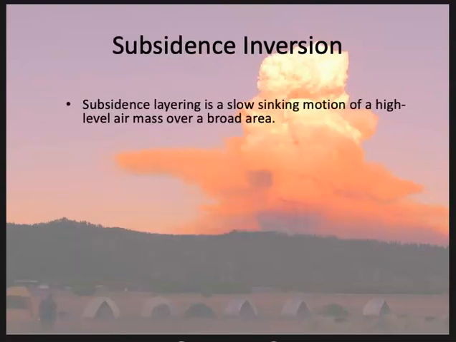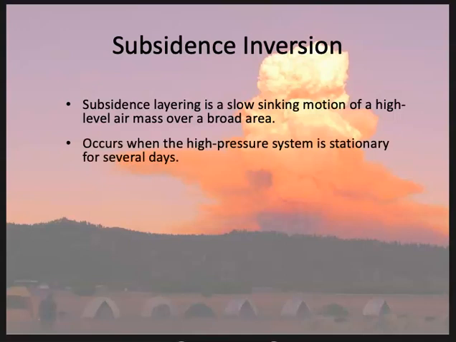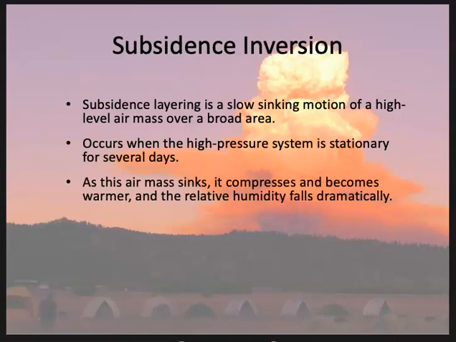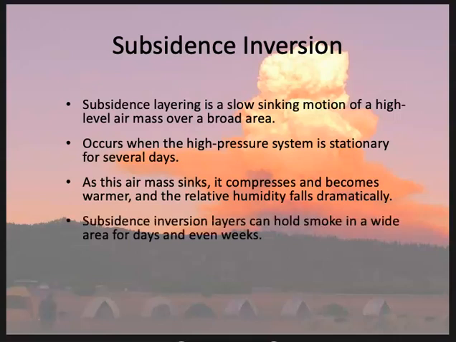Now there's subsidence inversion, and this is a slow sinking motion of a high-level air mass over a broad area. It occurs when a high-pressure system is stationary for several days. That's what we have had here recently, where we have hot air. We've had a high over us for a long time, causing intense heat. It was 116 degrees in Santa Clarita yesterday. So when that air mass sinks, it compresses, becomes warmer, and the relative humidity can fall dramatically. So this causes a subsidence inversion, and they can hold smoke in a wide area for days and even weeks.